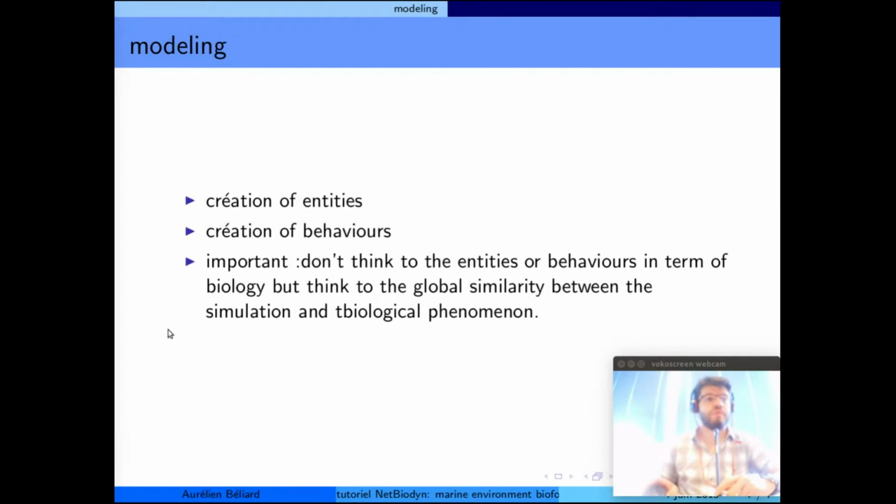To realize the modeling with NetBioDyn, you have to create the entities, then you have to create behaviors. It's very important to well design the behaviors you will give to the entities. Don't design them in terms of biology, but think to the global similarity between simulation and biological phenomenon.